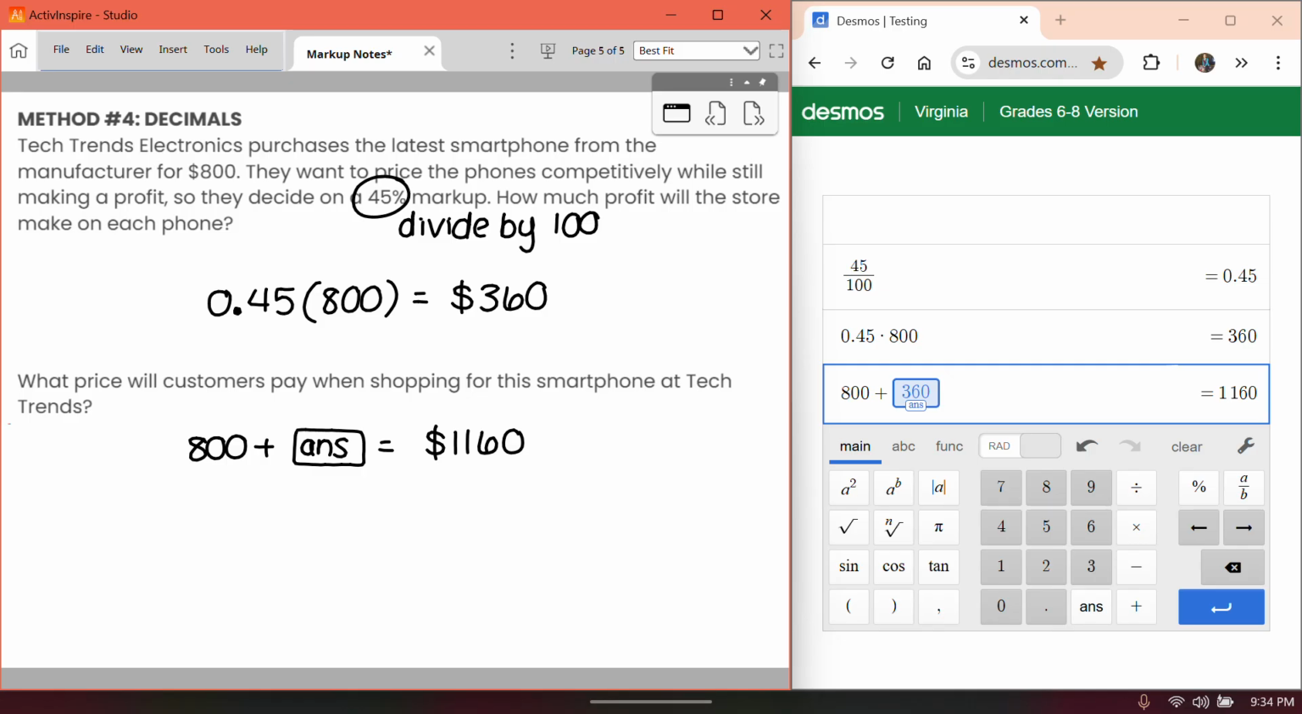Now, you don't have to add in every single one of these questions. You have to read them carefully. If they just want to know how much profit, your answer is 360. But if they want to know that final price, your answer is 1,160. So just be really careful, and y'all are going to be great with this.